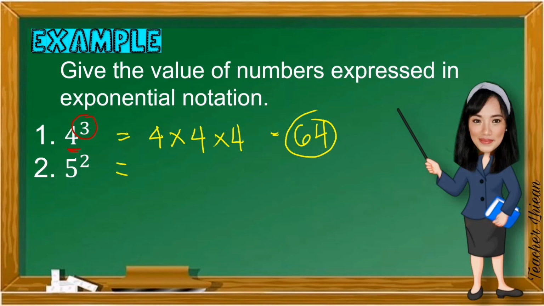Next example, number 2, 5 raised to the 2nd power. So, ang base natin dito ay si 5. Ilang beses natin siyang i-multiply? 2 beses. So, ibig sabihin, we have 5 times 5 is equal to 25.